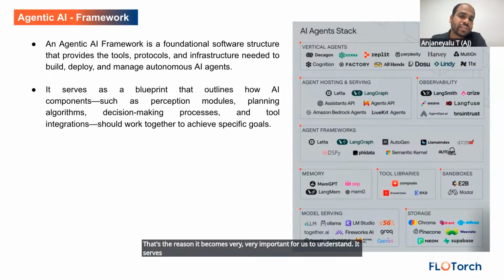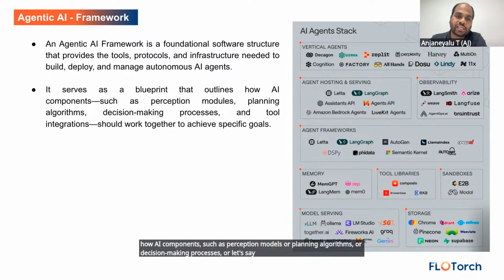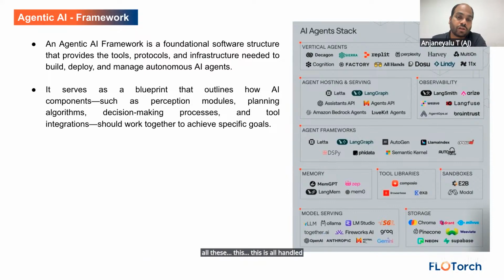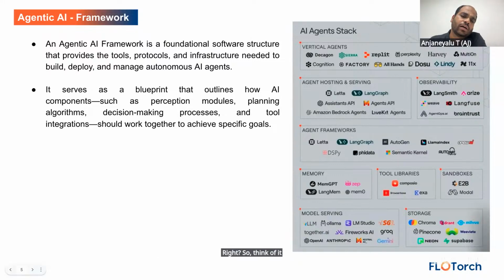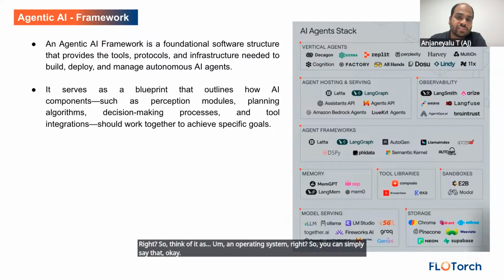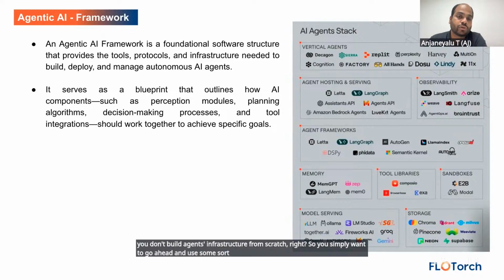It serves as a kind of blueprint that outlines how AI components, such as perception models, planning algorithms, decision-making processes, or tool integration, actually happen. All of this is handled by your agentic AI frameworks. Think of it as an operating system. Just like you don't build Windows from scratch to run a program, you don't build agent infrastructure from scratch. You simply want to use a framework which is already proven.